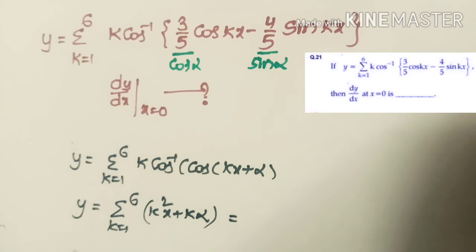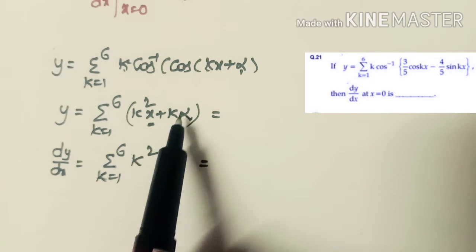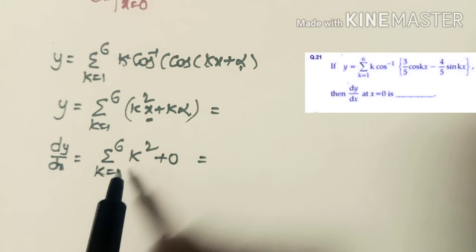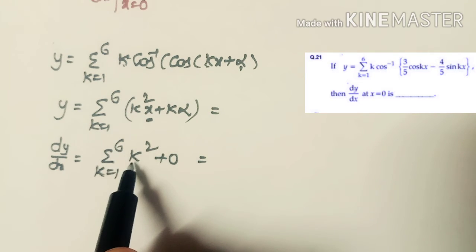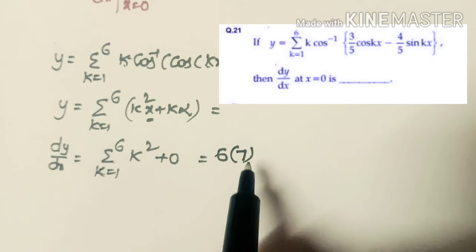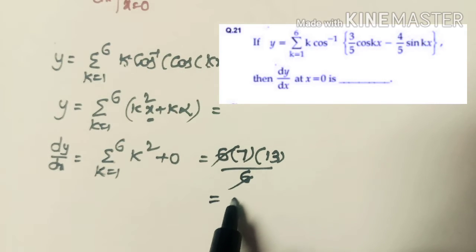This is the y value. Now dy by dx is equal to sigma k equals 1 to 6 k square into 1, x derivative 1, plus k alpha constant derivative 0. Now this is n into n plus 1 into 2n plus 1 by 6, that is sigma k square, equals 6 into 7 into 13 by 6, which equals 91.